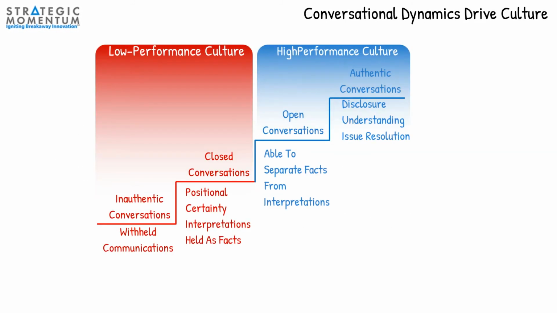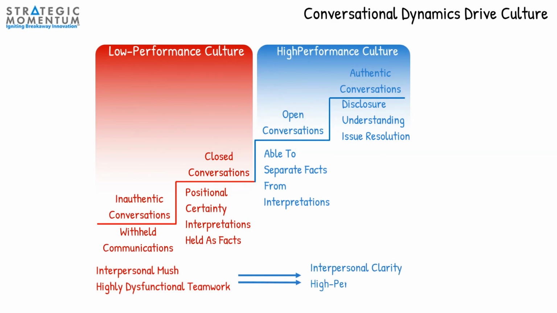When a team's predominant mode of conversation is inauthentic and/or closed, there is a high degree of resistance, waste, and fear. These types of conversations are reactive, producing interpersonal mush and highly dysfunctional teamwork. In contrast, when the team's predominant mode of conversation is open and/or authentic, the team tends to produce a high degree of relationship and trust, resulting in higher levels of creativity and innovation. These types of conversations are collaborative, producing interpersonal clarity and a highly functional, high-performance team.